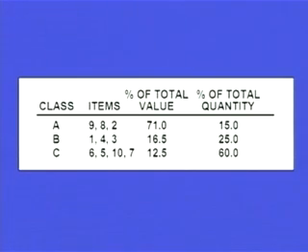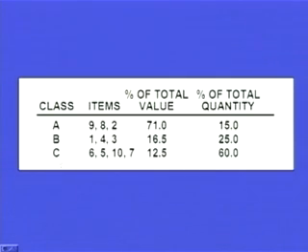Similarly, class B items. There are a total of 3 items that fall in the class B category: item numbers 1, 4 and 3. So 1, 4 and 3 can be classified as category B items. What is their contribution to the total value? That is 16.5, and they have 25% of the total quantity, which I have already told you when we were discussing the previous slide.